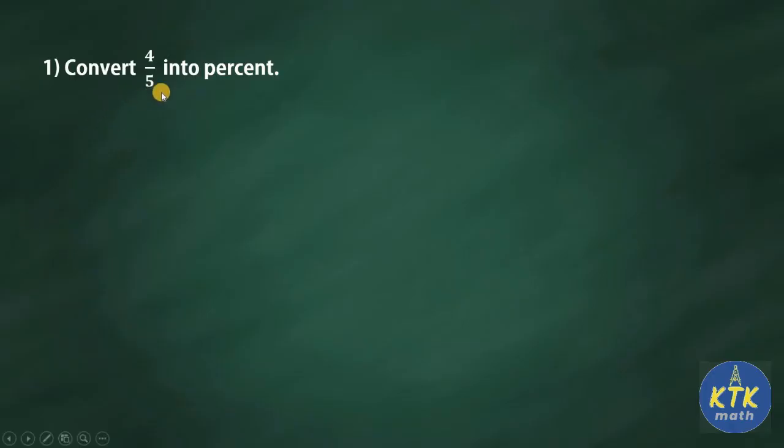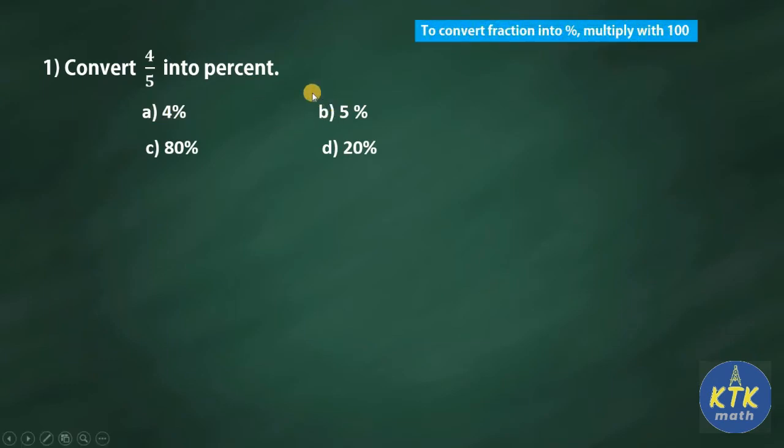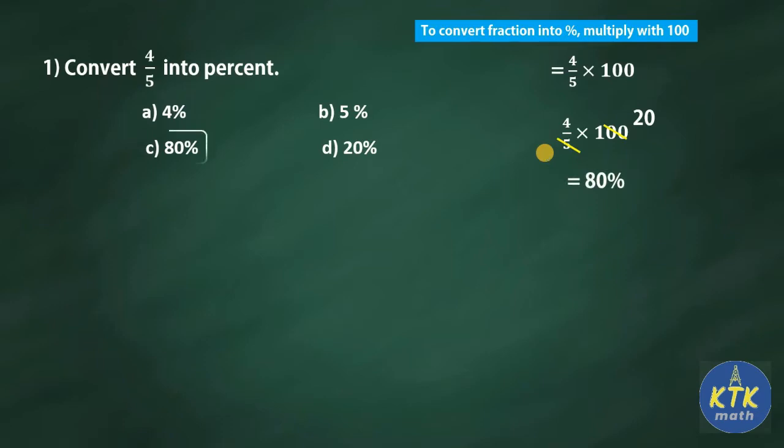Your first question, convert 4 by 5 into percent. So here we are going to convert a fraction into percentage. Your options are given there. First, to convert a fraction into percentage, we need to multiply it with 100. Write down 4 by 5 multiplied with 100. Now 5 I can cancel with 100. So 100 cancels how many times? 20 times. So remaining you have 4 and 20. Multiply 4 into 20. Your answer is 80%.